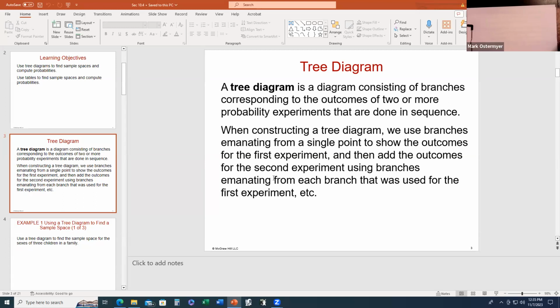The more outcomes you have or experiments you have in sequence with one another, the larger your tree diagram becomes, and the more tedious it becomes to draw. And it can get out of hand very quickly, consuming all of your paper, to the point whereby you have no room to even fit any more branches. So tree diagrams are okay as long as you keep it down to about two, no more than three possible experiments in sequence.